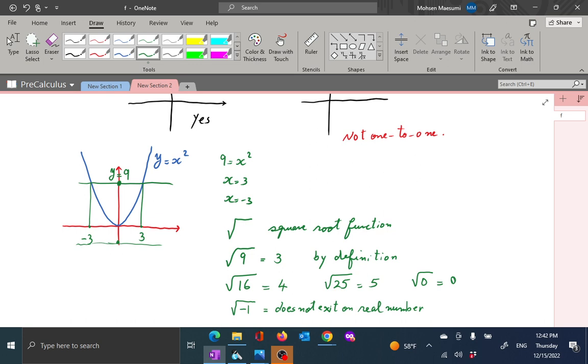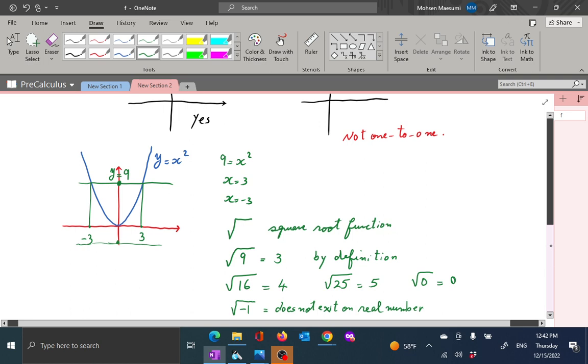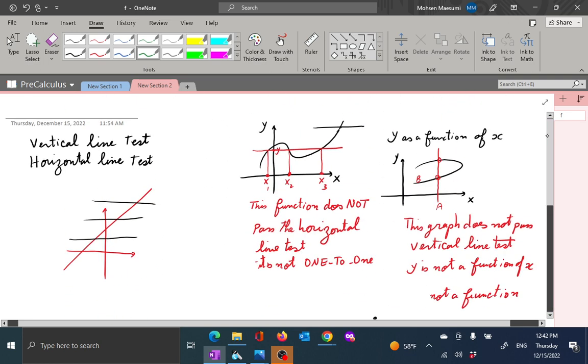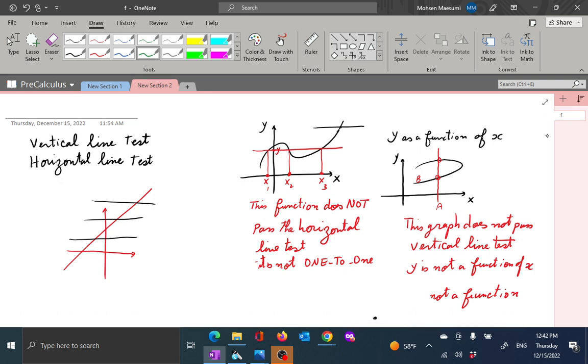To restate, a function passes the horizontal line test if no horizontal line crosses the graph at more than one point, and in that case we say the function is one-to-one.